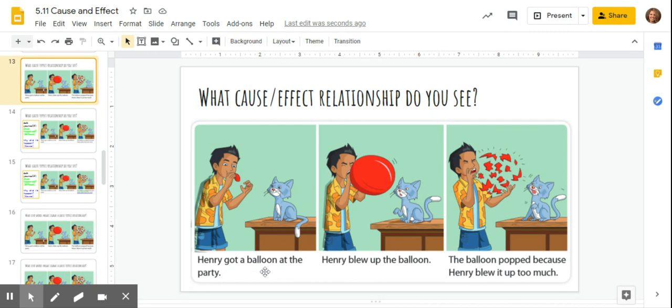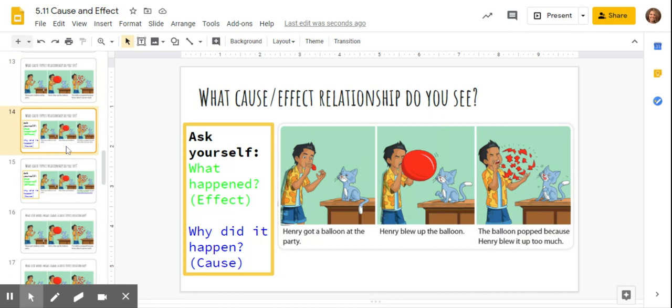It says, Henry got a balloon at the party. Henry blew up the balloon. The balloon popped because Henry blew it up too much. Okay, so I want you to think, what happened and why did it happen? What happened and why did it happen?